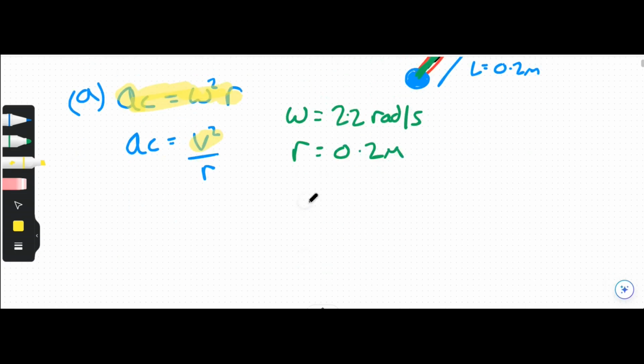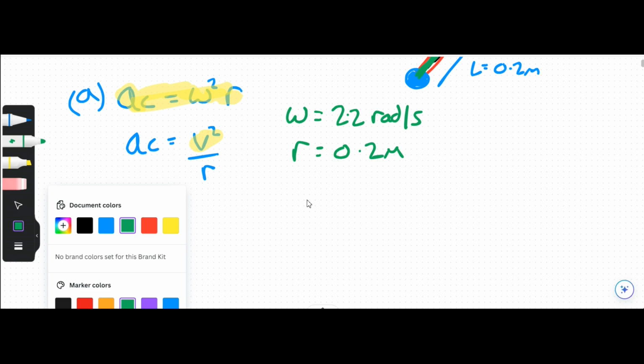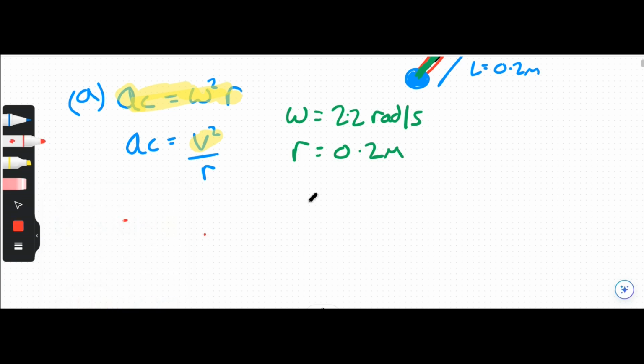I'm going to scroll down here and get a different color pen. Go for red. So centripetal acceleration is going to be omega squared times by radius. So omega squared is here, that's going to be 2.2. Don't forget it's squared, right? It's squared, times by the radius, which is here, which is 0.2.